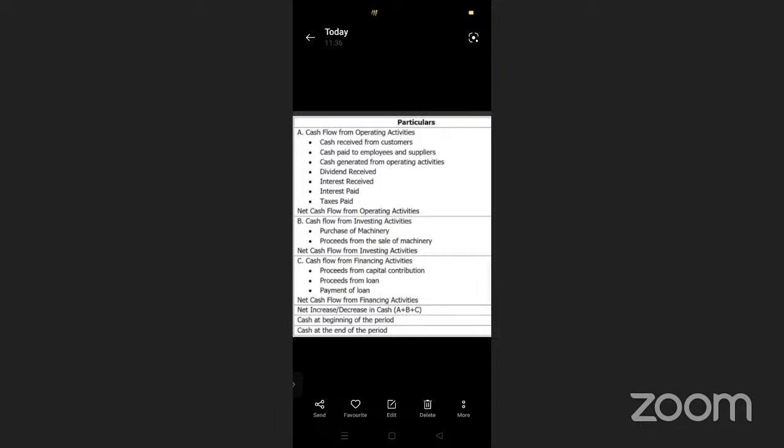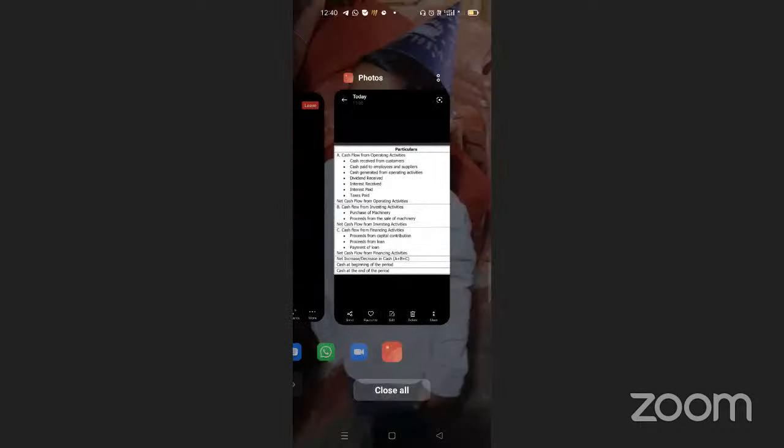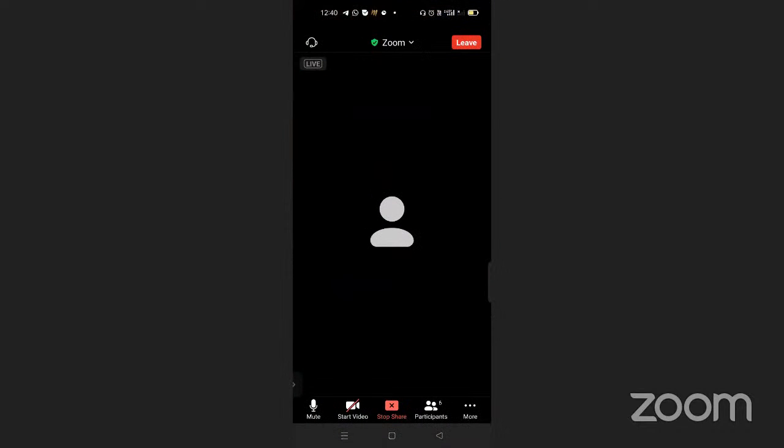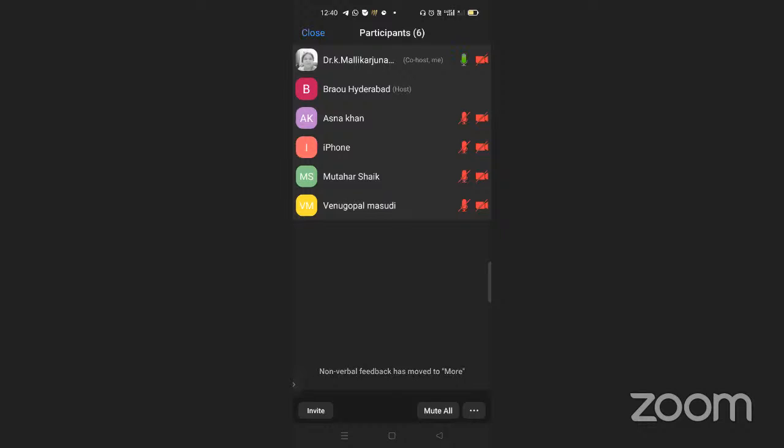Is it clear? Yes, ma'am. Okay. In the next class, we will discuss how to do the problems related to the cash flow statement. You can take a screenshot of the formats. I will share them again in the next class, and we will do the problems also.